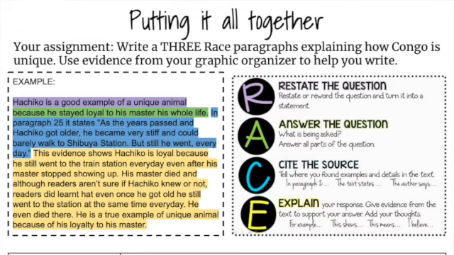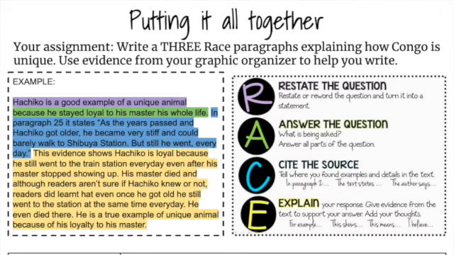So the question was, why is Congo so unique? Or why is Hachiko, in my case, so unique? So I said Hachiko is a good example of a unique animal. I reworded the question. I turned it into a statement. Next part of RACE is the A, where you answer the question. So what's being asked? Answer all parts of that question. The question is asking you guys, why is Congo a unique animal? So you just give them your answer. My answer was because he stayed loyal to his master his whole life.